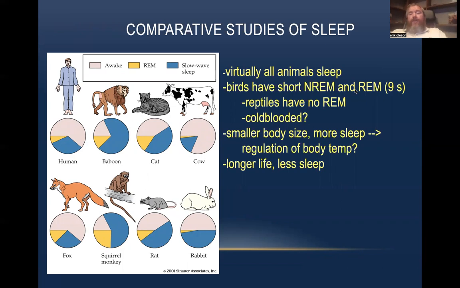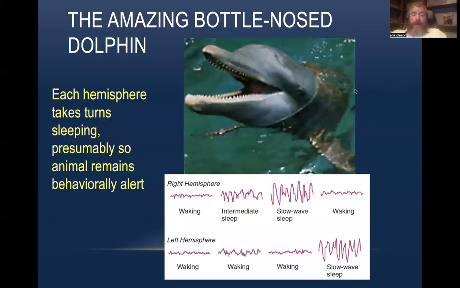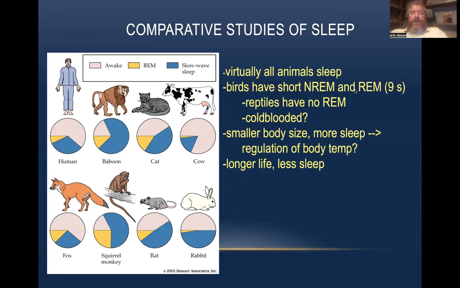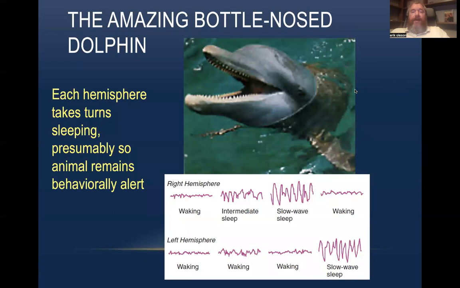There's also a relationship between body size and sleep. The smaller the body size, the more sleep there is. Elephants sleep very little. Little birds sleep quite a lot. This could also be associated with a regulation of body temperature. A big old elephant with lots of built-in insulation is able to regulate themselves a little more than a teeny tiny bird in the snow. There's also an association that animals that live longer tend to sleep less or require less sleep.